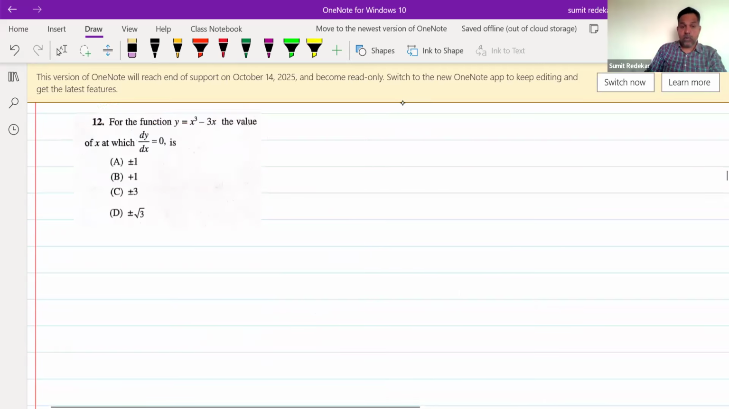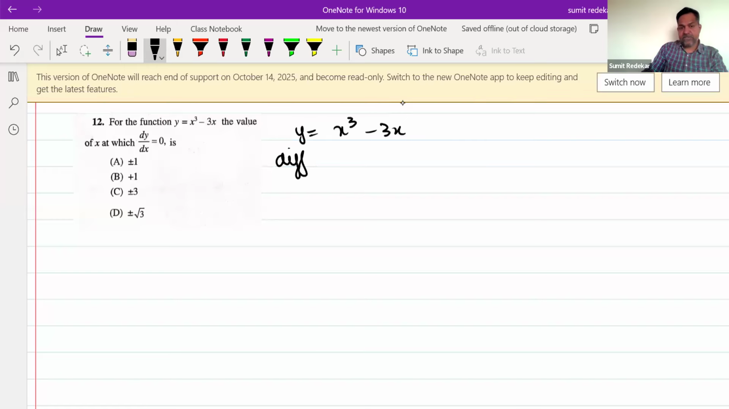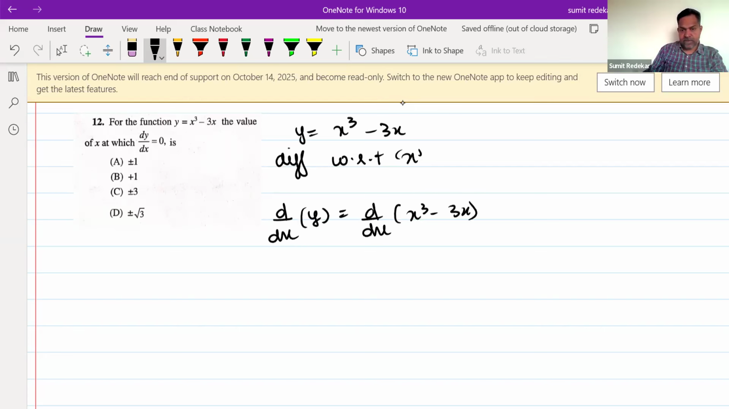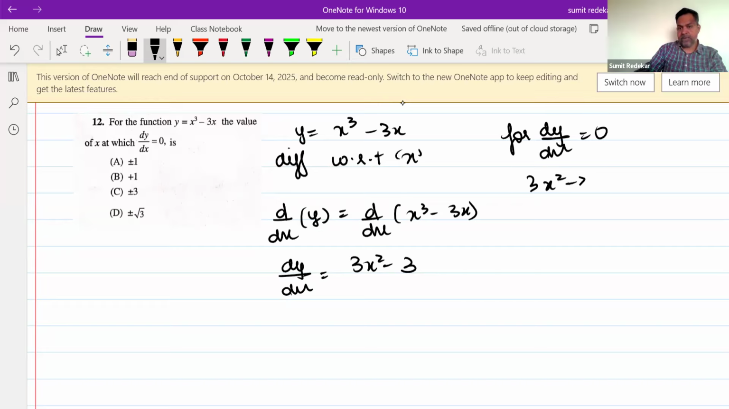y is given and it says to find the value of x when dy by dx is 0. Now the value of y is given to me, x³ - 3x. If I say that I'm differentiating with respect to x, the derivative with respect to x of y is the derivative with respect to x of x cube minus 3x. dy by dx is 3x square minus 3. Now dy by dx has to be taken as 0, so for dy by dx is 0, I'm going to say 3x square minus 3 is 0.